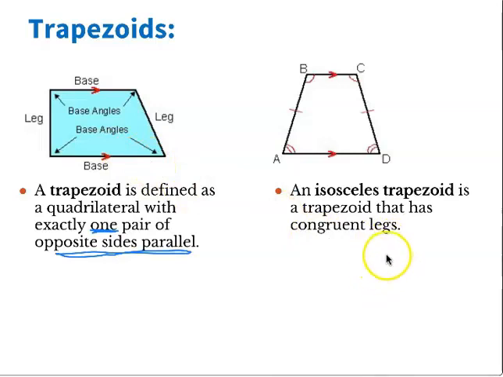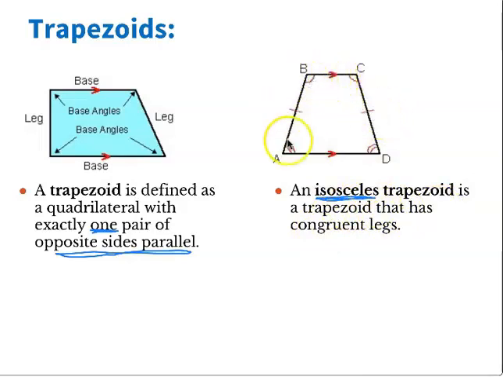Now, a more specific type of trapezoid is called an isosceles trapezoid. And we've already seen this term before, haven't we? Isosceles. We talked about isosceles when we had isosceles triangles. An isosceles triangle was a triangle that has 2 congruent sides. Well, an isosceles trapezoid is a trapezoid that has congruent legs. So it has 2 congruent legs.